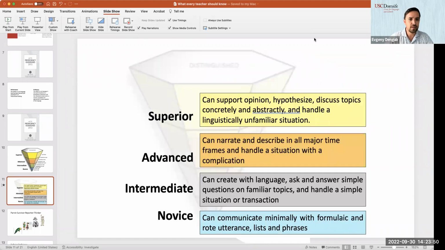So let me just focus on these 4 major levels. Novice level speakers can communicate minimally with formulaic and rote utterances. They produce lists and phrases. Intermediate level speakers can create with language, ask and answer simple questions on familiar topics, and handle a simple situation or transaction. And create here means produce non-rehearsed language, something that they didn't say before. Create doesn't mean writing a poem or a novel.